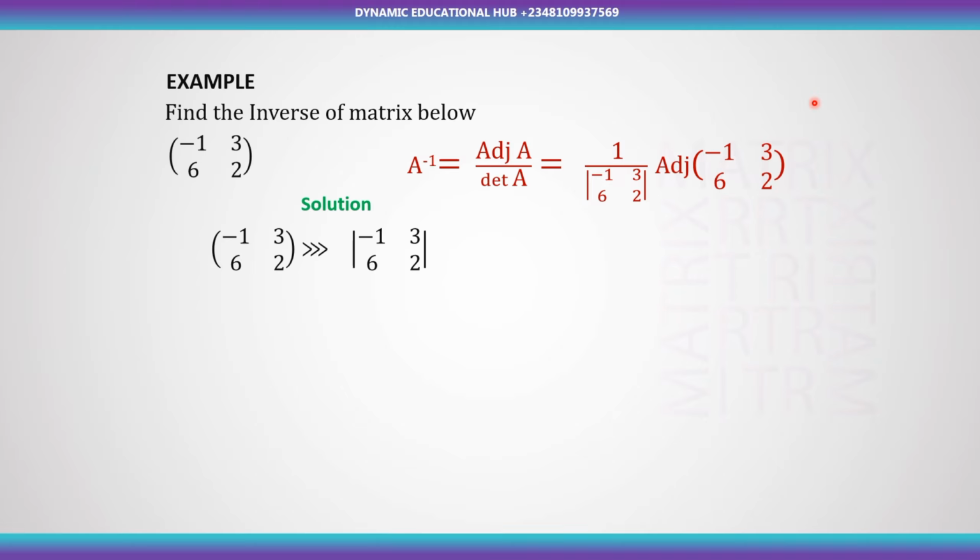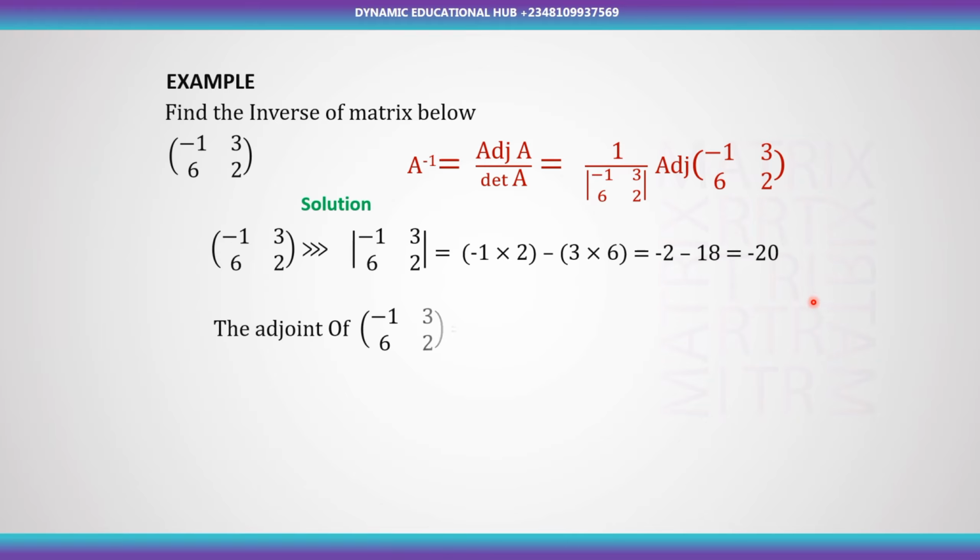Now to find the determinant of this, you multiply across the diagonal, you have -1 multiplied by 2. And don't forget, here you are going to have plus, here you are going to have minus, then minus 3 multiplied by 6. When you do that, -1 multiplied by 2, you get -2. 3 multiplied by 6, you get 18. And because of this minus, you have -2 minus 18. That gives you -20. That is the determinant.